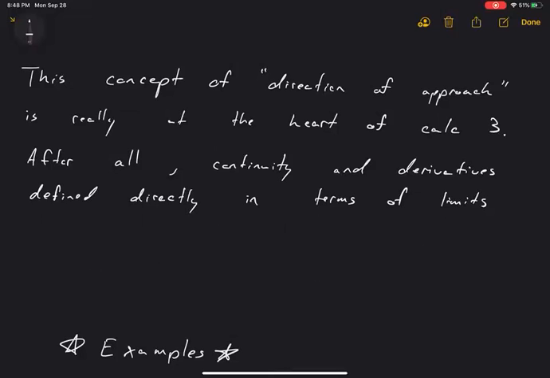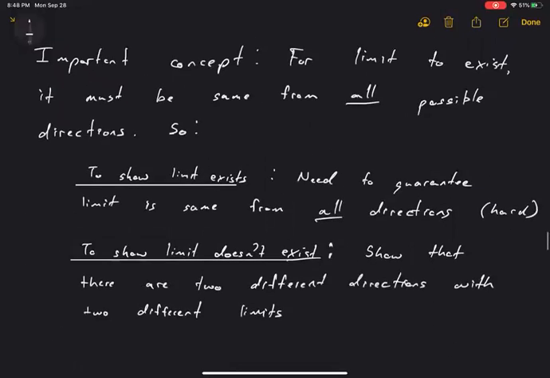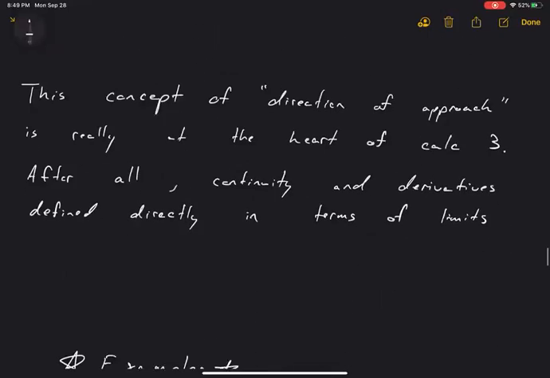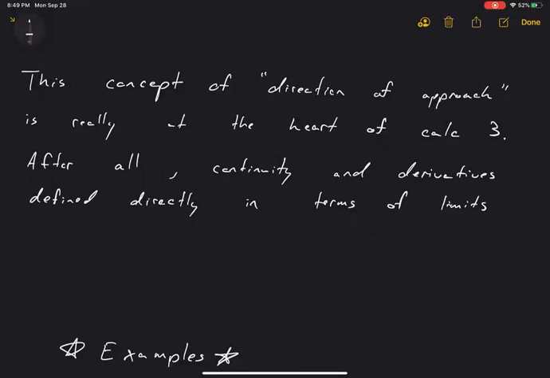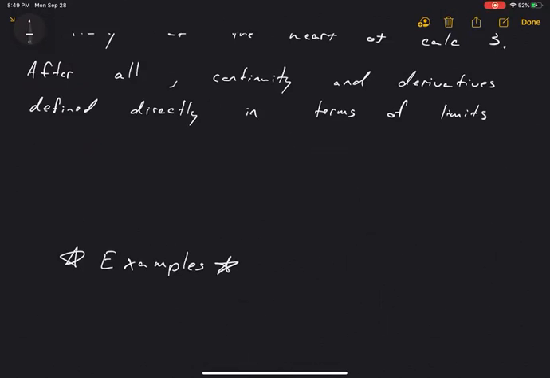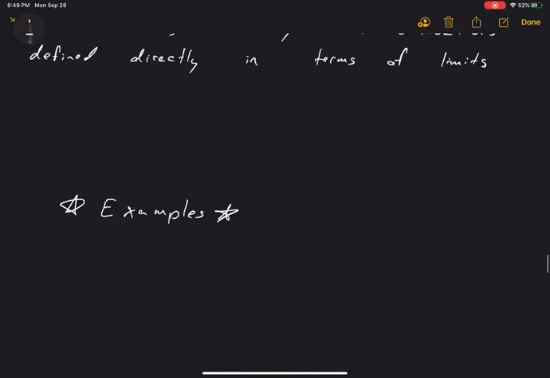And we can kind of see why this is going to remain important, because think about how we developed derivatives and continuity and stuff in Calc 1 and 2. It was all based on the idea of the limit, right? So since we have this issue with the limit for multivariable functions, we can expect the same issue with continuity and derivatives, because we need the limit to define these objects.